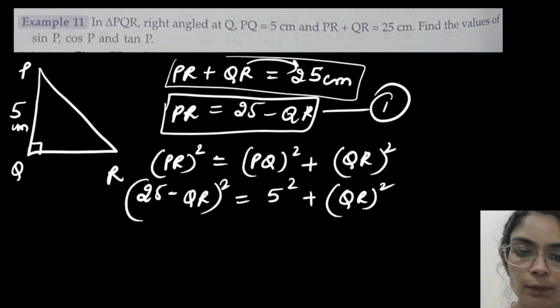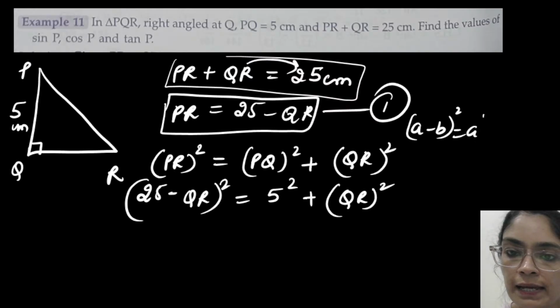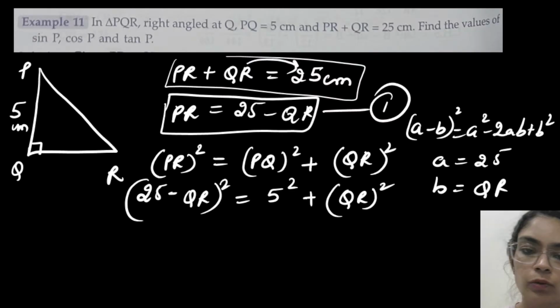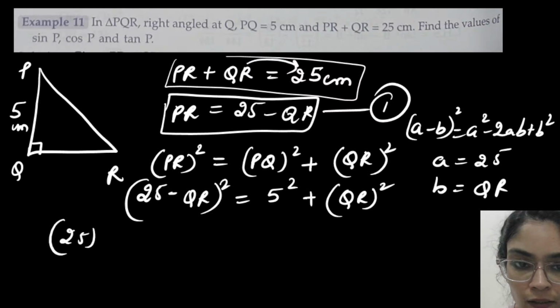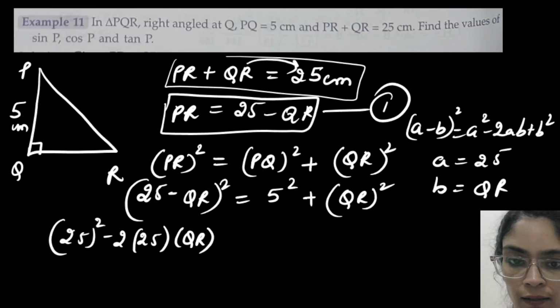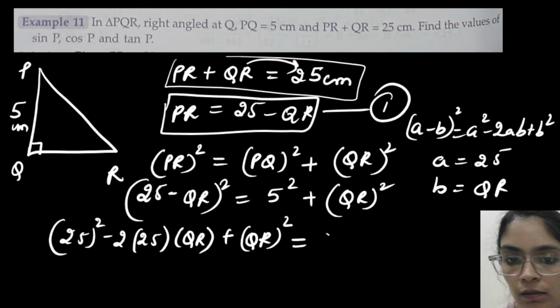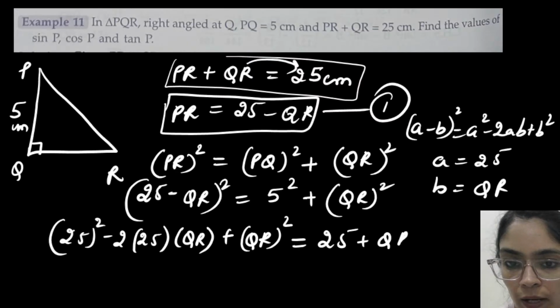Now here we have to apply the identity of a minus b whole square. We know that a minus b whole square is equal to a square minus 2ab plus b square. Here a is 25, b is QR. So accordingly we'll apply the identity: 25 square minus 2 into 25 into QR plus QR square, is equal to 5 square, which is 25, plus QR square.